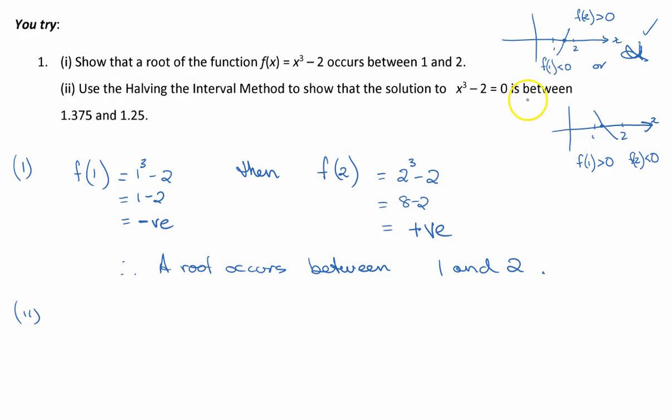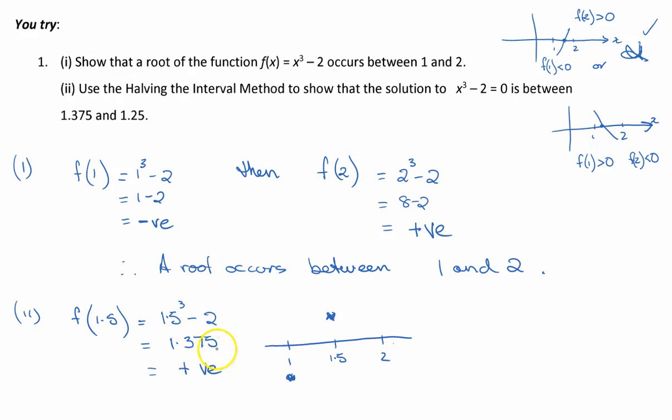Part 2 says, using the halving the interval method, show that the solution is between 1.375 and 1.125. Okay, well, we could simply do function value at 1.5. So, because that's halfway between 1 and 2. Halving it exactly in half. What is the function value at, is it a positive or is it a negative? So we've got 1.5 cubed minus 2 is 1.375, which is clearly a positive value.